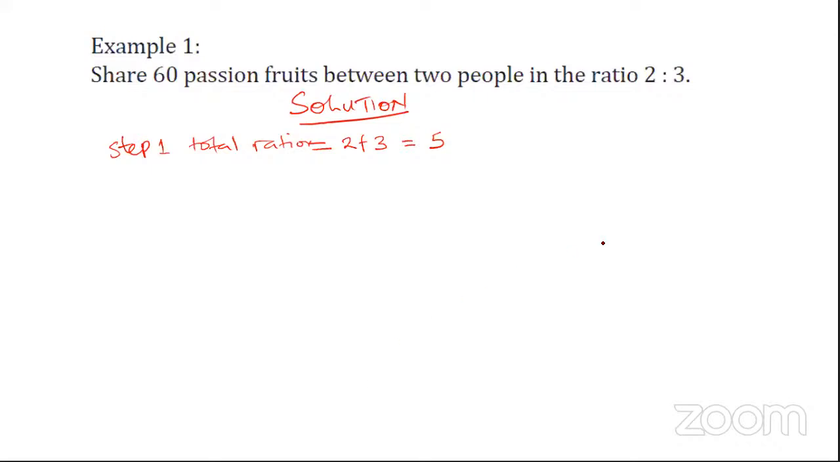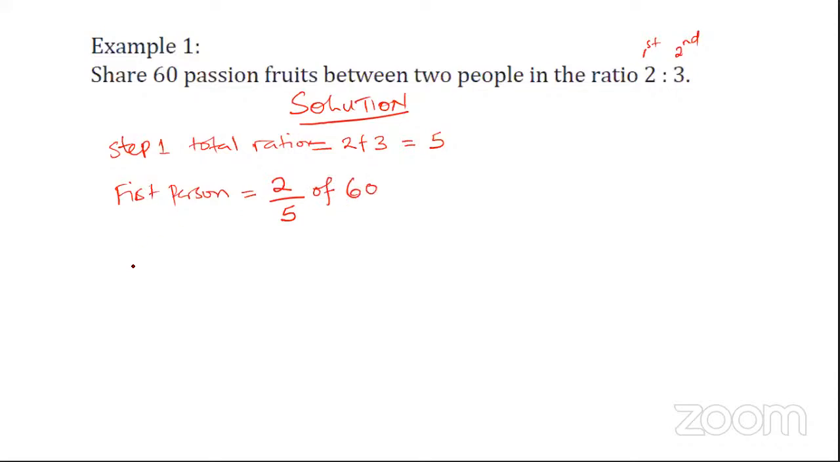We now start to share them. So we are sharing the first person. They have not specified the first person, but they have just said 2 to 3, meaning automatically the first person will be equal to this two. This is for the first, and this is for the second. The name that comes first takes on the first ratio. The name that comes second takes on the second ratio. So the first person will be 2 out of the total ratio here, which is 5, of the 60.